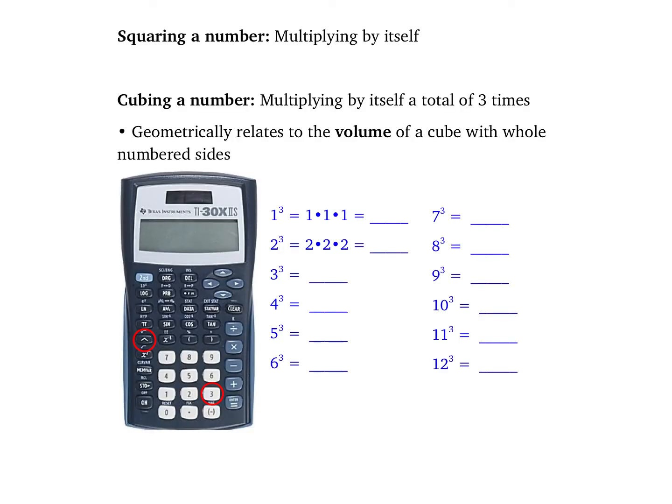So squaring a number means multiplying by itself. Cubing a number means multiplying by itself a total of 3 times. So that's why you see it as that little 3 of an exponent, so 3 total times.